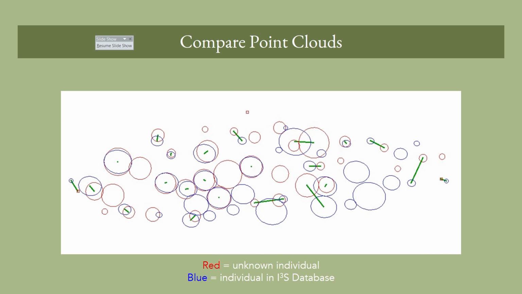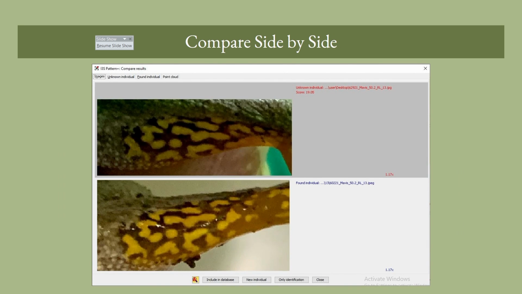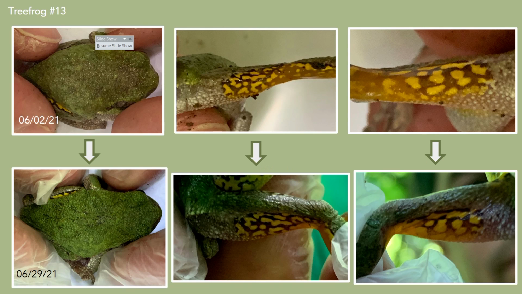Once we choose a tree frog that we might think is a match, we can compare their point clouds. This is basically overlaying the 2 fingerprints of the 2 frogs that we're comparing. The red circles are the unknown individual, and the blue are the individual already in the I3S database that we're comparing it to. And then we can also compare the patterns side by side just to see for ourselves if they do match up.